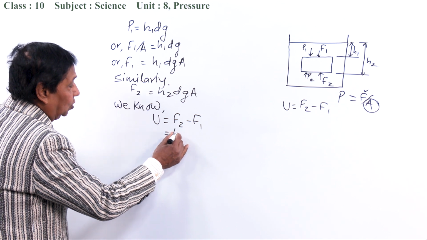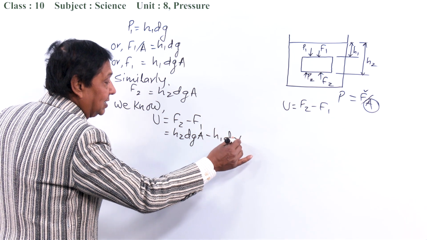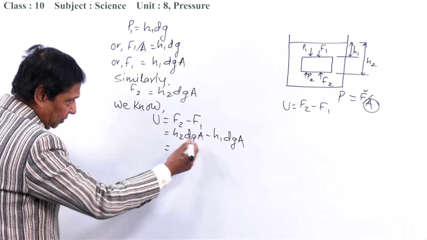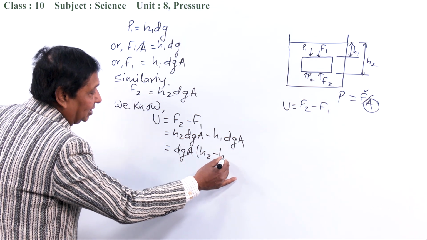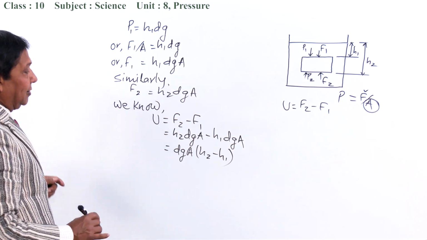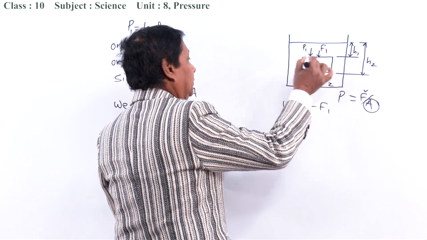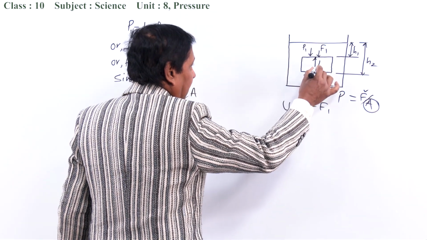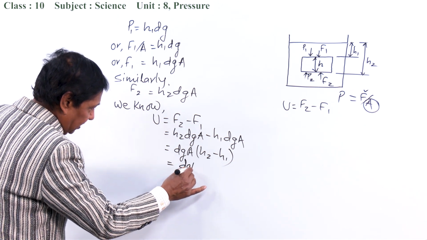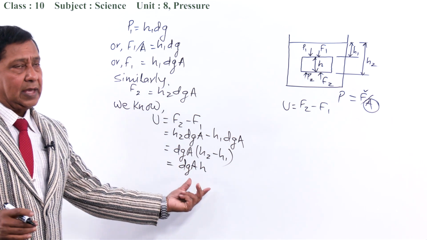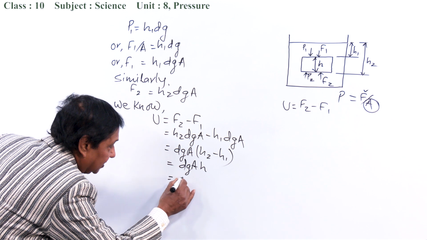F2 is S2 d g A and F1 is S1 d g A, and this is equal to, if d g A is taken as common, S2 minus S1 times d g A. This is upthrust. Now S2 minus S1 is the height of this body, isn't it? S2 minus S1 is the S. That's why I can write this as d g A S, and we all know that area into height is volume. That's why I can write this as d g V.